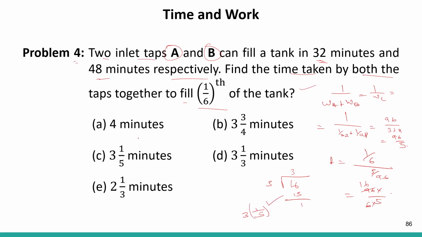So among all these 5 options, only option C is the correct one. So this is the correct one. Options A, B, D are all wrong ones.